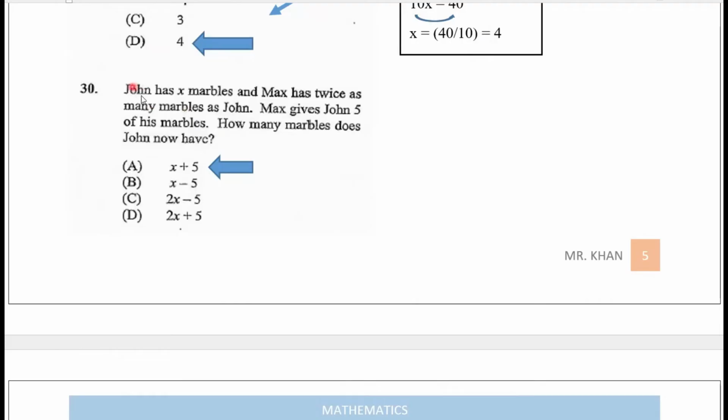30. John has X marbles and Max has twice as many marbles as John. Max gives John 5 of his marbles. How many marbles does John now have? Well, Max gives John 5 marbles. So John will now have X plus 5, okay? But initially John had X and if 5 is given to him from Max, John will now have X plus 5.